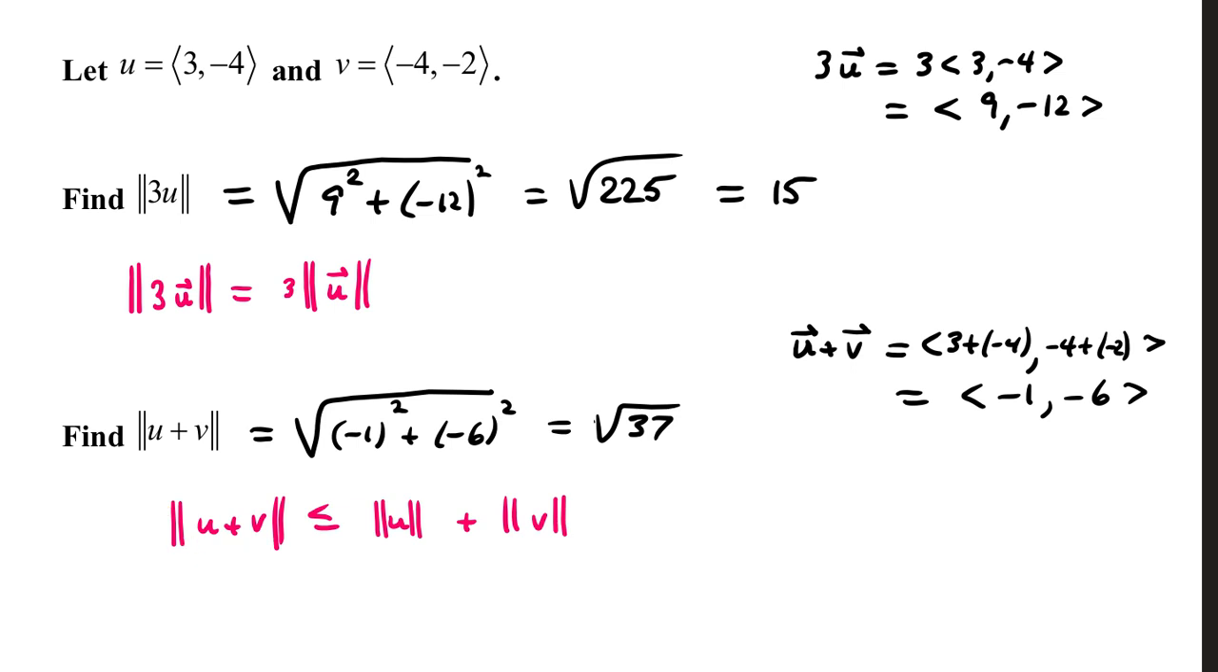And so let's check it real quick. This left side is square root of 37. That's just barely more than 6. The length of u is 5. The length of v is square root of 20. Well, that's between 4 and 5. So if you have 5 plus a number between 4 and 5, that's already in the 9 to 10 region, which is way more than 6 something.